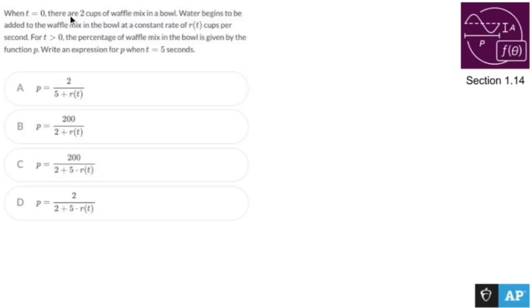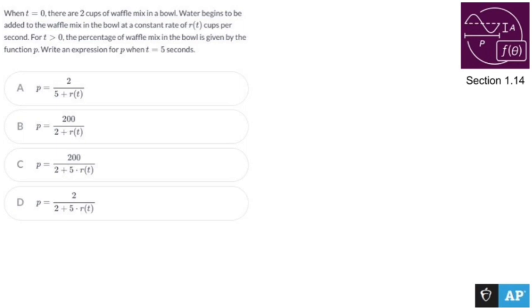When t is equal to 0, there are 2 cups of waffle mix in a bowl. Water begins to be added to the waffle mix in the bowl at a constant rate r cups per second, for time is positive, makes sense. The percentage of waffle mix in the bowl is given by the function p. Write the expression for p when t equals 5.